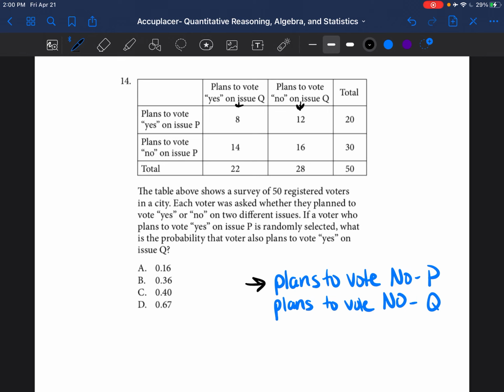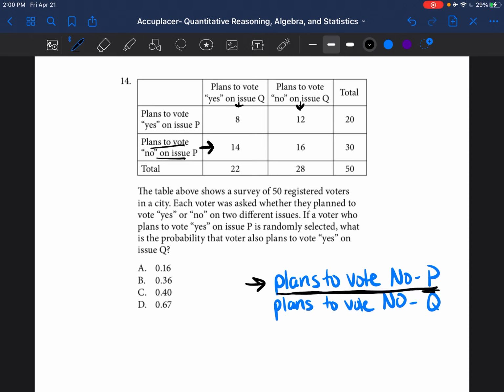Nope, I'm not starting there. That's not where I'm starting. I'm starting on issue P. So plans to vote yes on issue P. Nope, I'm not starting there because they're not voting yes, they're voting no. Plans to vote no on issue P, right here, because they're planning to vote no on issue P.